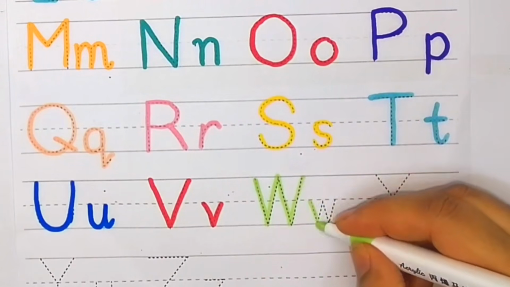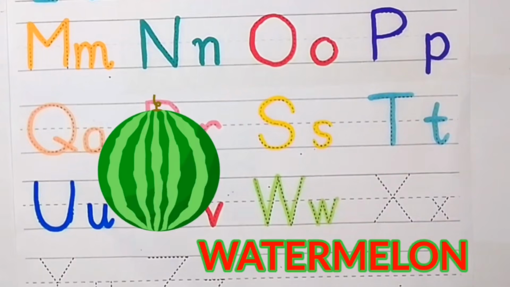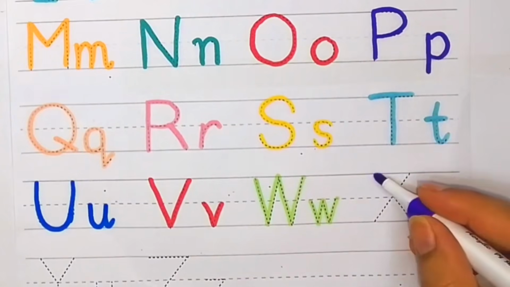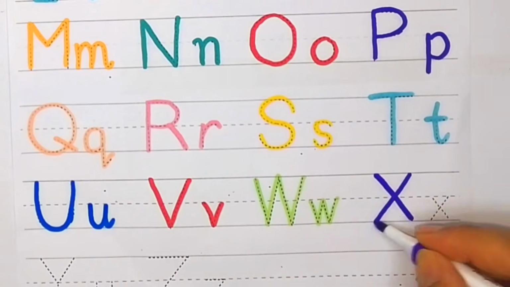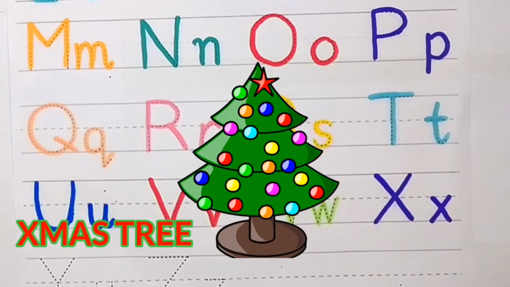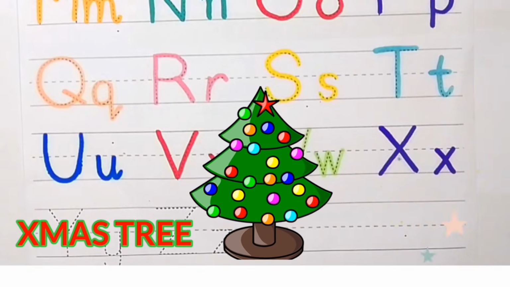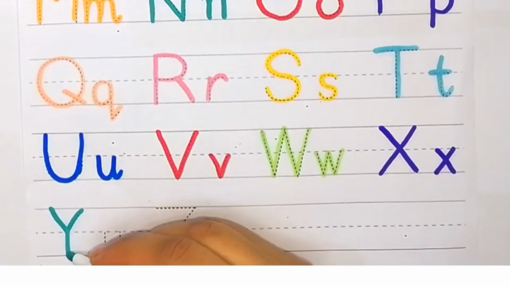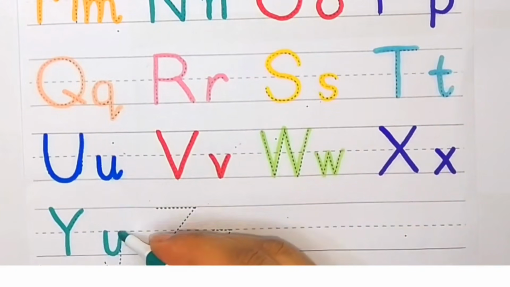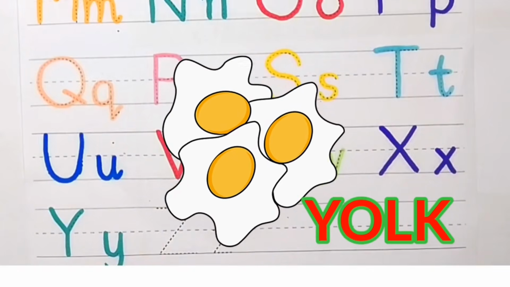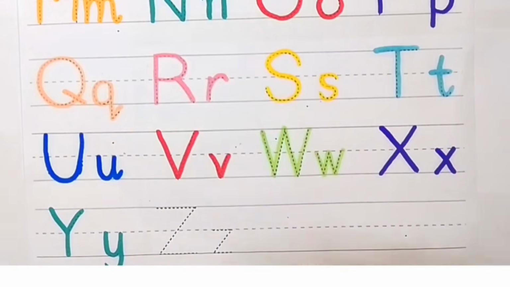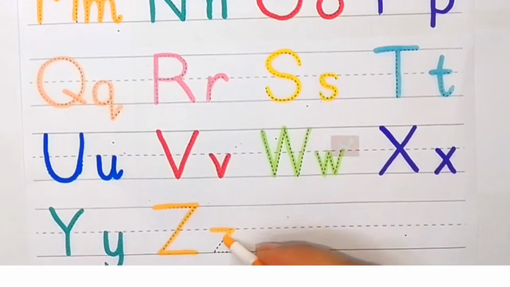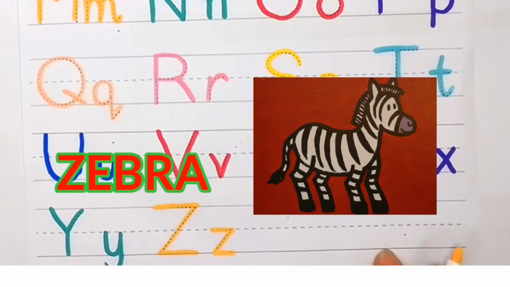Capital W, small w, W for watermelon. Capital X, small x, X for Xmas tree. Capital Y, small y, Y for yolk. Capital Z, small z, Z for zebra.